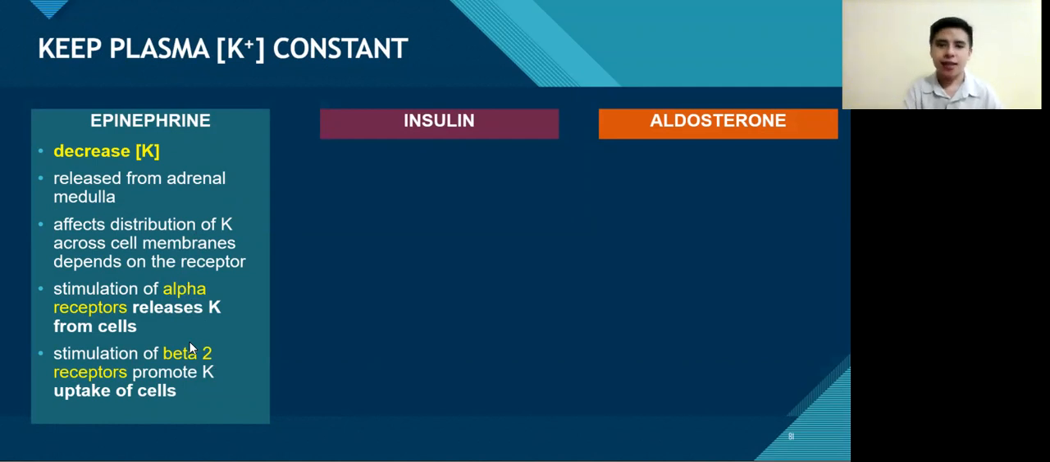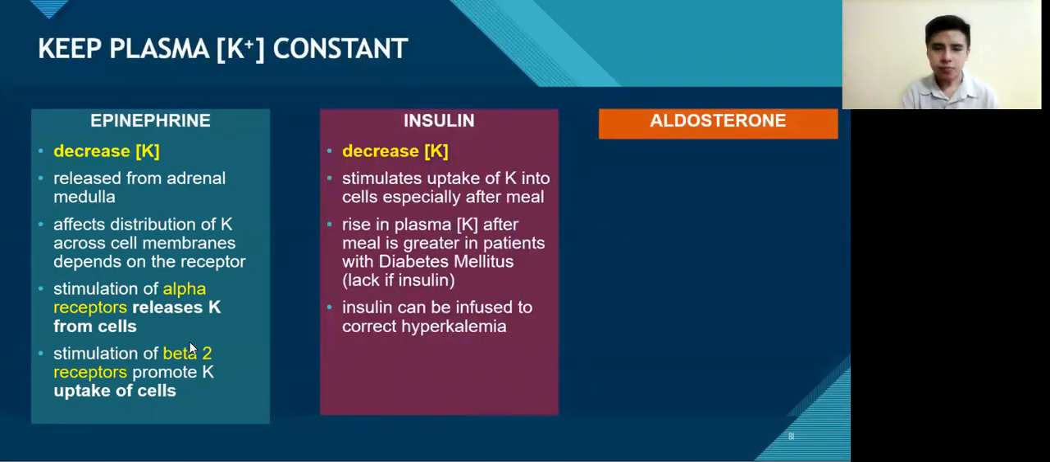How about insulin? Insulin, the same as epinephrine, decreases potassium by stimulating the uptake of potassium into the cell, especially after a meal. Let's say you ate a lot of potassium; the ECF will expand or increase with potassium, so insulin will be released. Insulin will cause glucose uptake, which you'll learn in endocrine, but at the same time insulin will also cause potassium uptake, making sure there's no excess potassium in the plasma. At the same time, potassium can also be excreted via the kidney.